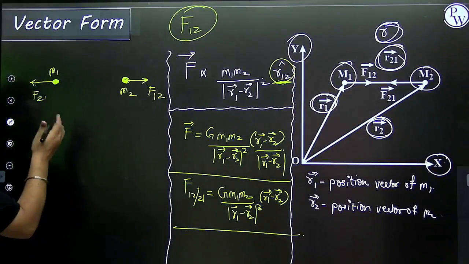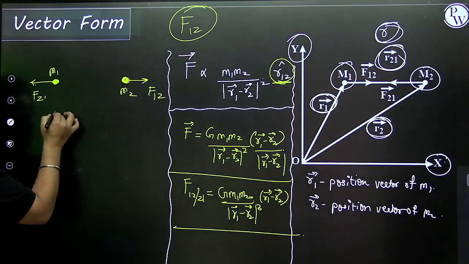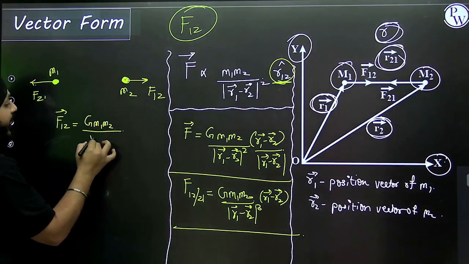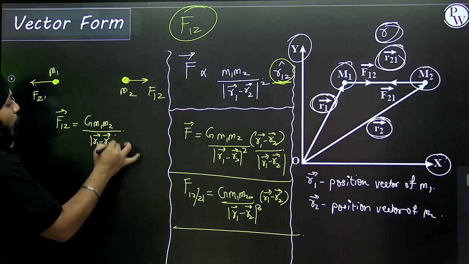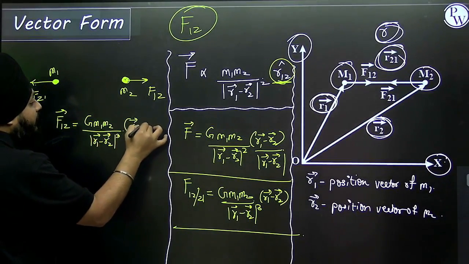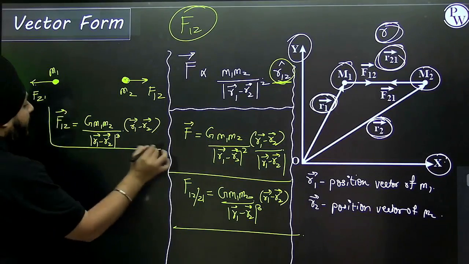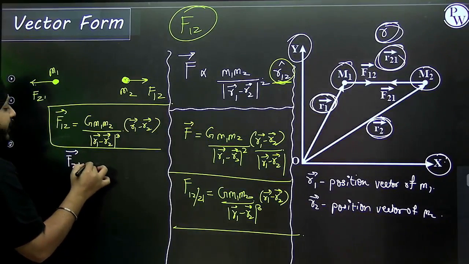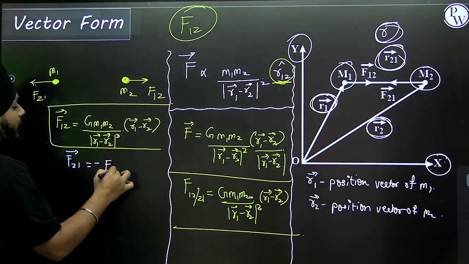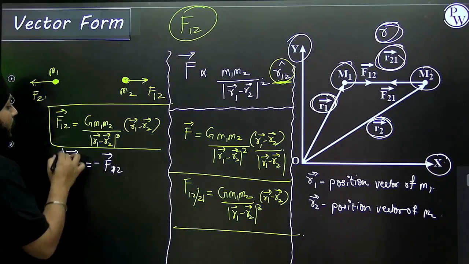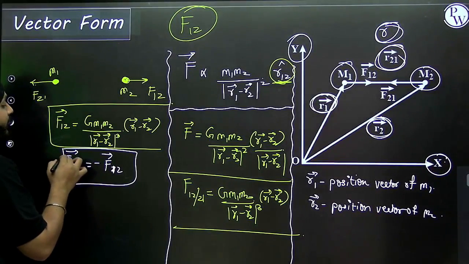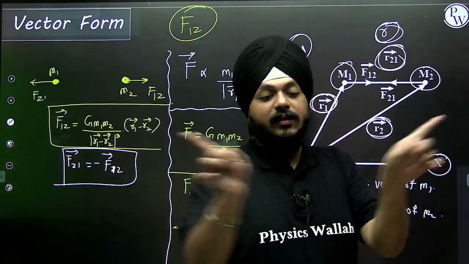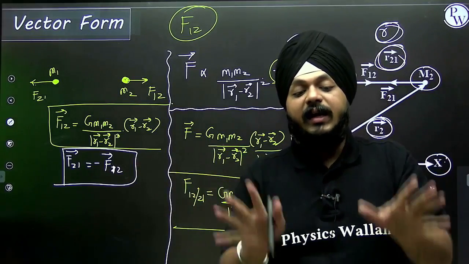So if I want to define it as F1 with respect to 2, then it is equal to G m1 m2 divided by the modulus of R1 minus R2 to the power cube, times R1 minus R2. And if you want to write F2 with respect to 1, then it is equal to negative of F1 with respect to 2, because the directions are reversed.